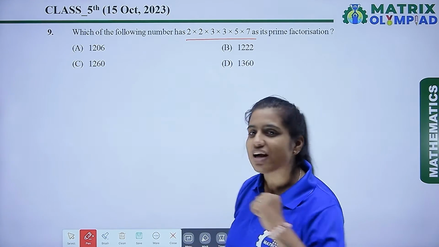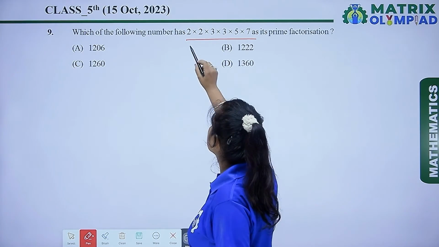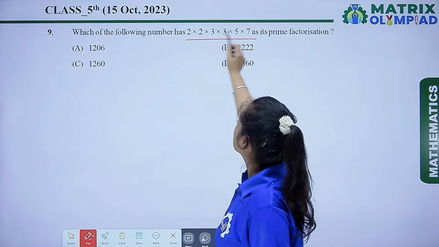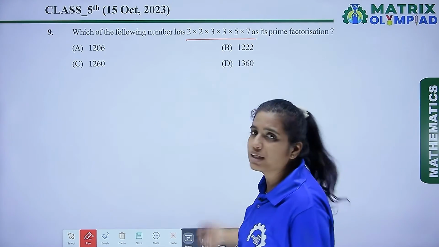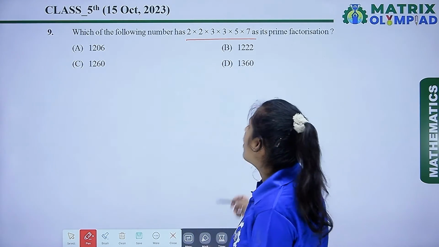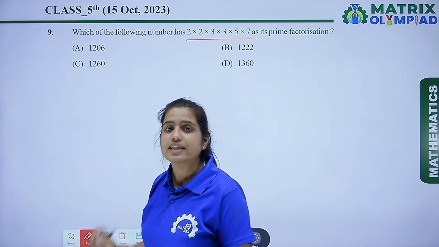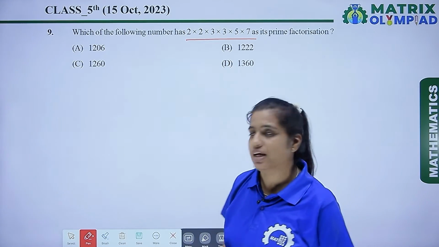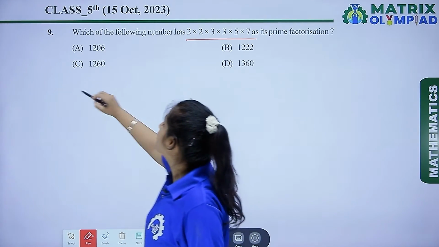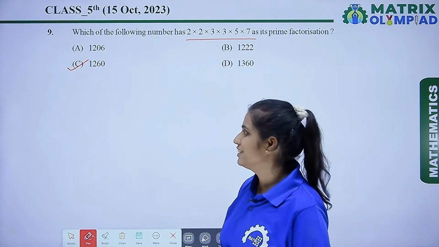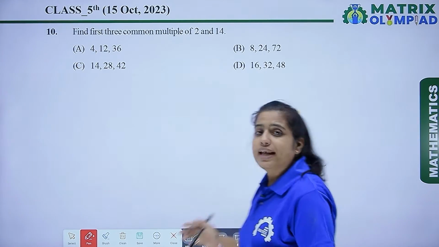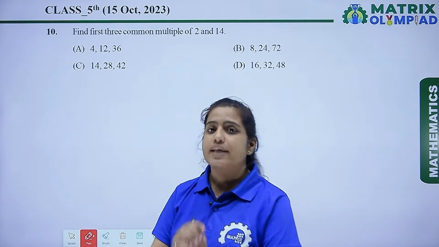Let's start the multiplication and check. So here we have to multiply all these numbers, and after the multiplication we get 1260 as the correct answer. So here out of these 4 options we have option C, the correct answer. Now let's start the question 10th.